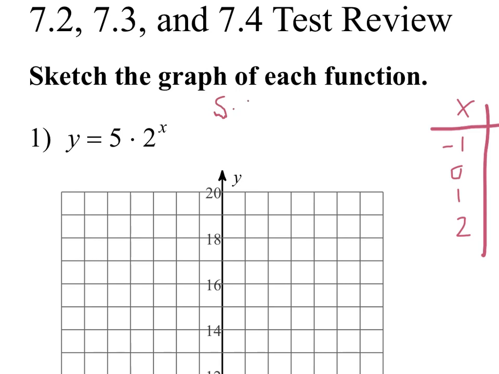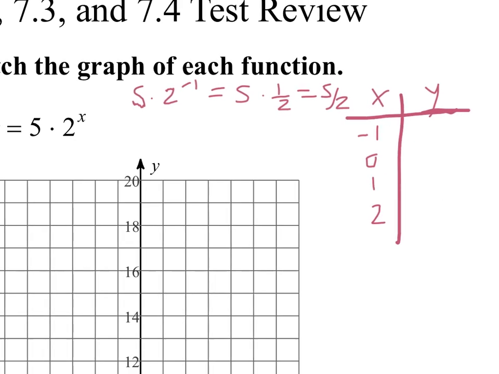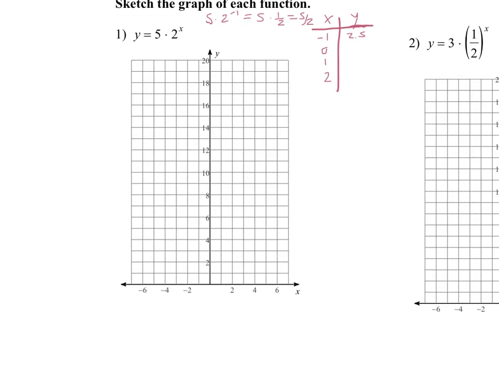So we have 5 times 2 raised to the -1. That is 5 times 1/2, because when you have a number raised to a negative, it becomes a fraction, and that number goes in the bottom. So this is 5/2. If we want to change 5/2 into a decimal, we can. And we know that's 2.5. It just helps us see it on our graph a little bit better. So we're going to go to the left 1 and up 2.5. So our first point is going to be right there.